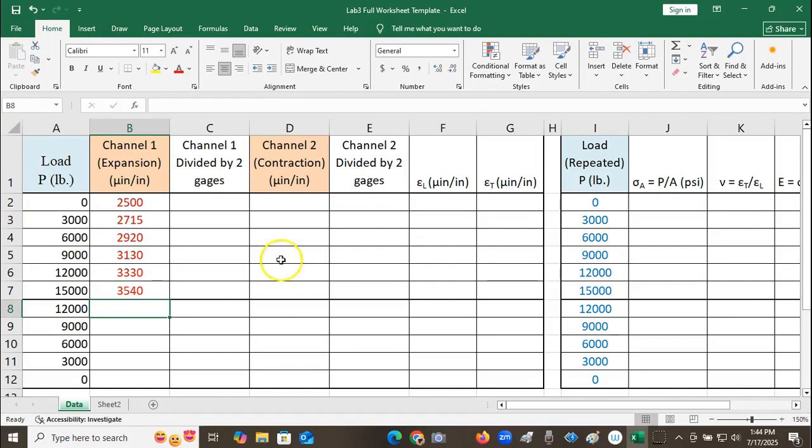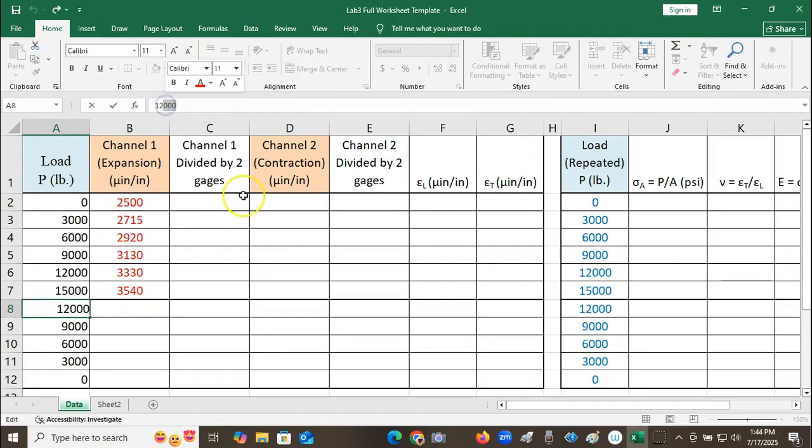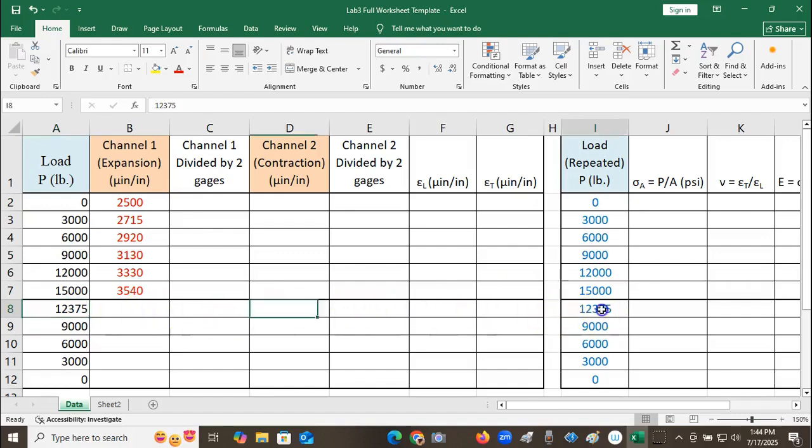12,000 pounds. I think I was saying 12,375. I don't know that it would make that big a difference. Notice that I programmed this spreadsheet so that the load is repeated over here in column I. And when I change this to 12,375, it updates over here as well. So at 12,375, I was getting 3365.